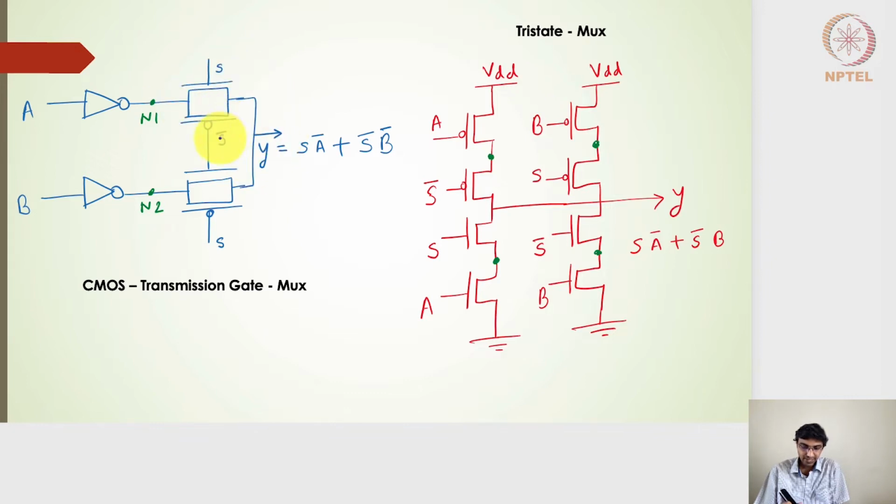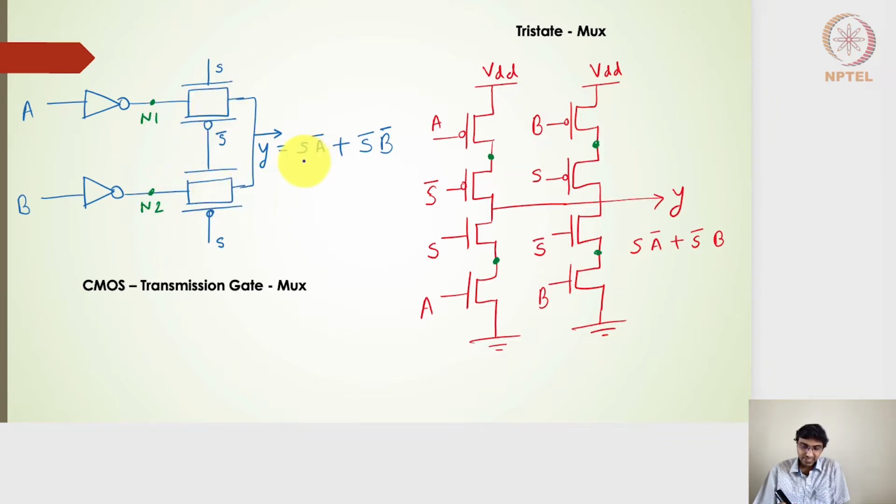If S is equal to high, S bar will be low, and so this particular transmission gate will be working. This other transmission gate won't be working because S bar is connected to the NMOS here, and S is connected to the PMOS. So when S is equal to 1, this will not work. Only when S is equal to 0, this transmission gate is going to pass the input to the output.